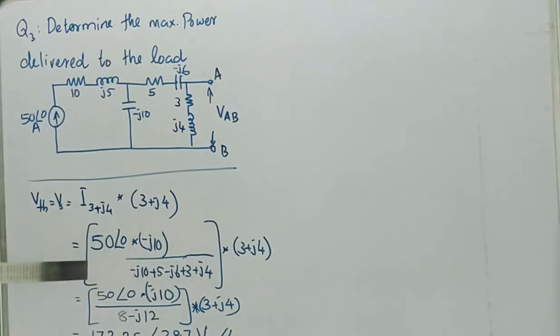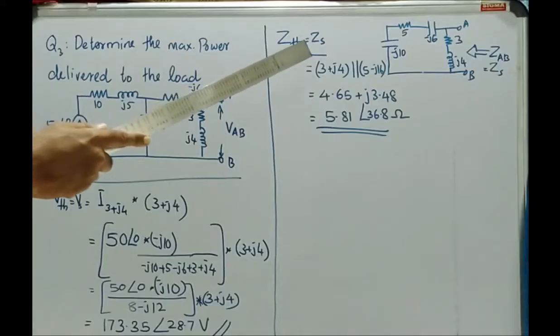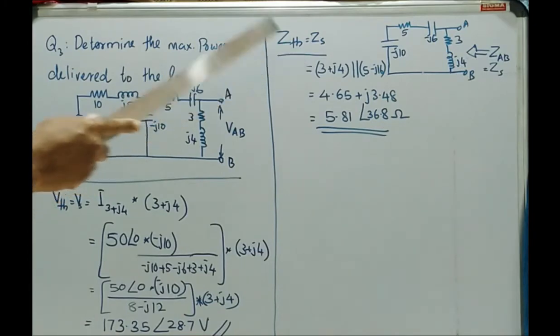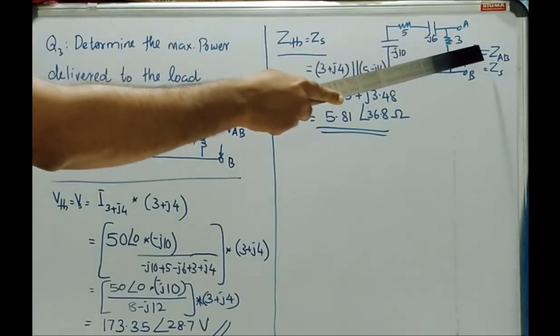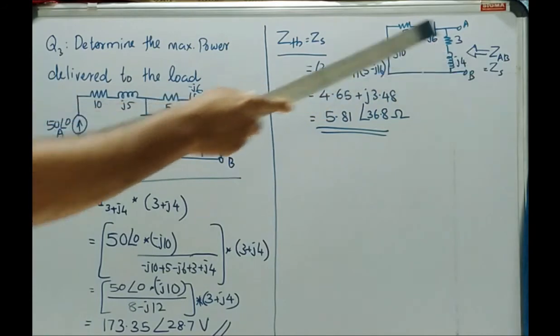Simplifying, we can obtain this as 50 angle 0 into minus J10, all divided by 8 minus J12, into 3 plus J4. When we substitute these values in the calculator, we can obtain the value of the source voltage, or Thevenin's equivalent voltage, as 173.35 angle 28.7 volt.